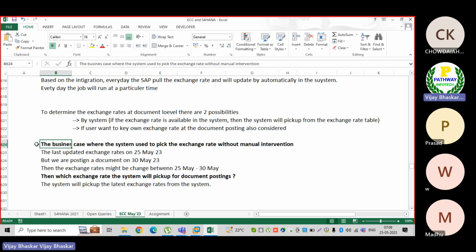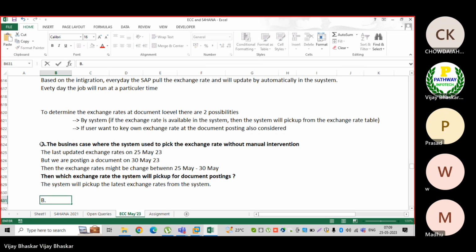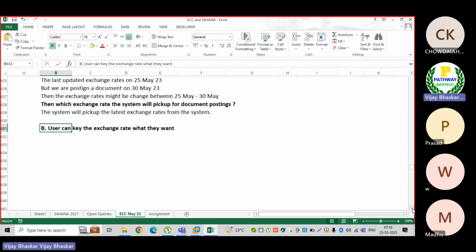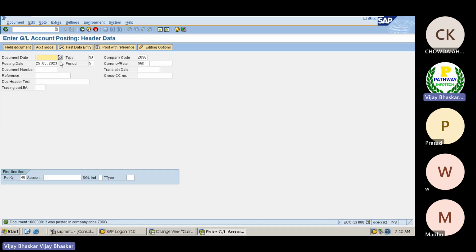Then the second one, I'll put it here. The user can key the exchange rate they want. Let's see how the system is going to understand this one and how we can post this one. Let me go back. See, now I am posting the exchange rate. I am posting a document on 30th of May.